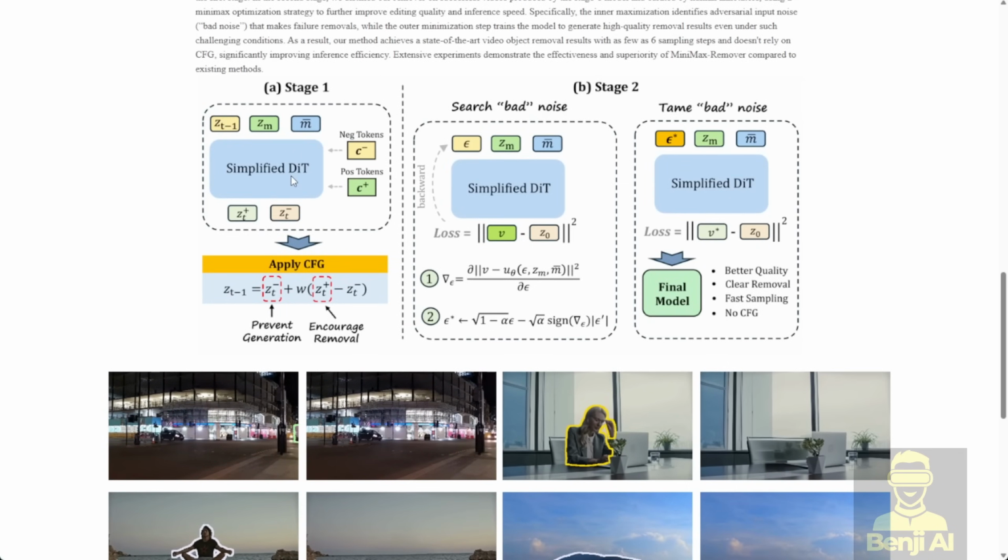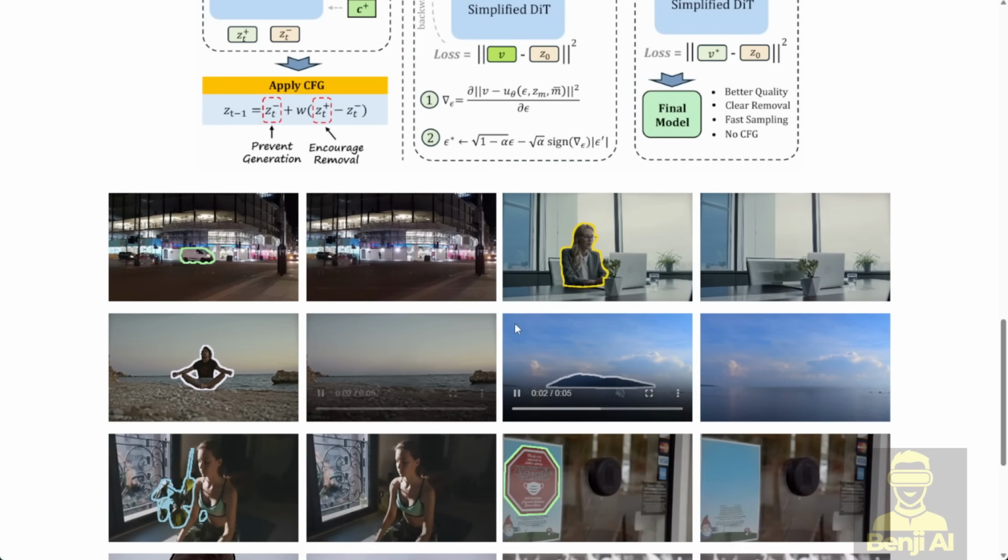Now, moving down to the architecture diagrams, as you can see, it's using diffusion transformer models, which, as you know, are pretty standard for AI video processing these days. In stage 2, it's searching for what they call bad noise. Then, in the last step, it cuts out those bad noises from the process. This way, it has a much better removal of objects appearing in the video. The results feel a lot more natural after you remove the object compared to other AI removal software or models.